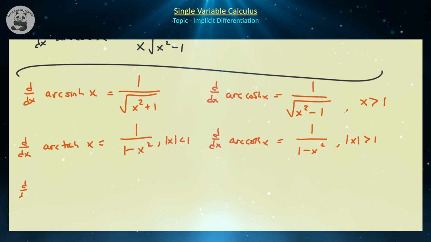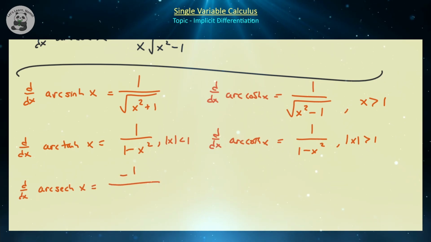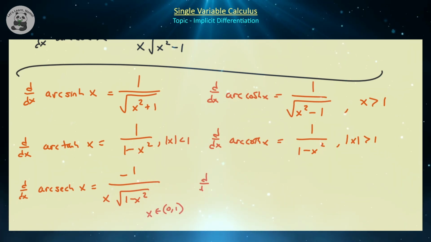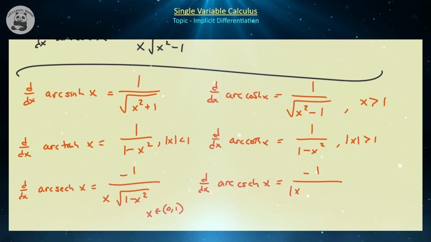And for the last two, so the derivative of inverse hyperbolic secant, or arc sech of x, this is going to be equal to negative 1 over x times the square root of 1 minus x squared, and this is defined for x in the interval 0 to 1. And the derivative of its friend, arc hyperbolic cosecant of x, is equal to minus 1 over the absolute value of x times the square root of 1 plus x squared, for x not equal to 0. Wait a minute, no, that should be 1 minus x squared.